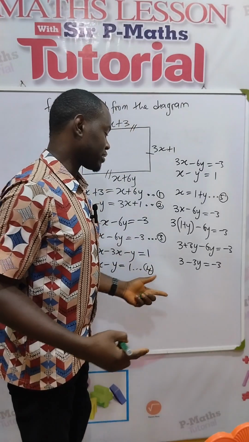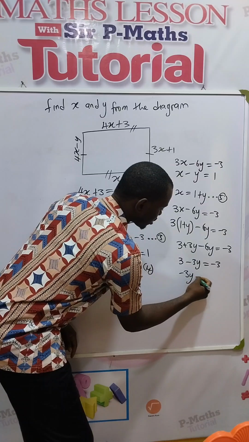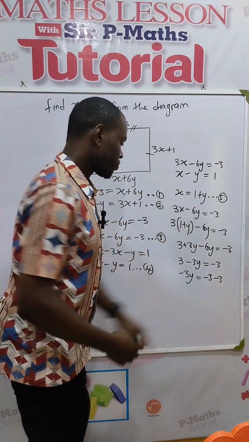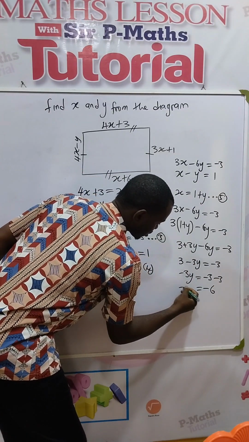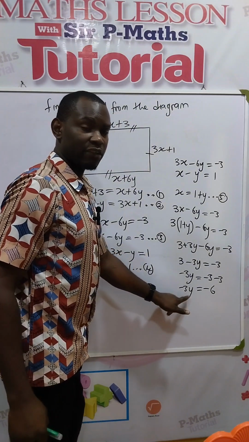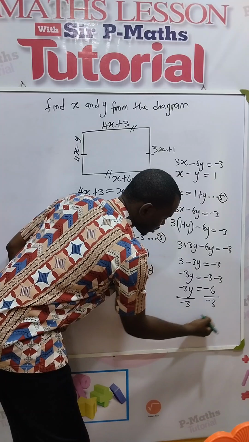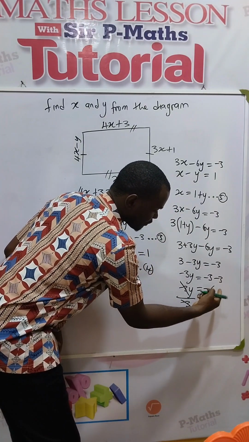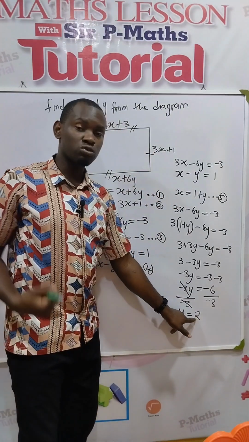We can collect like terms now. 3 can go over this side so that we have minus 3y equals minus 3 minus 3. I've moved this guy to the back. Minus 3 minus 3 will give us minus 6. So we have minus 6. To get the value of y, use minus 3 and divide the two sides of the equation. So we have minus 3 here, minus 3 here. Minus 3 takes care of minus 3. So y would be minus 6 divided by minus 3, which gives you positive 2. So we have the value of y as 2.